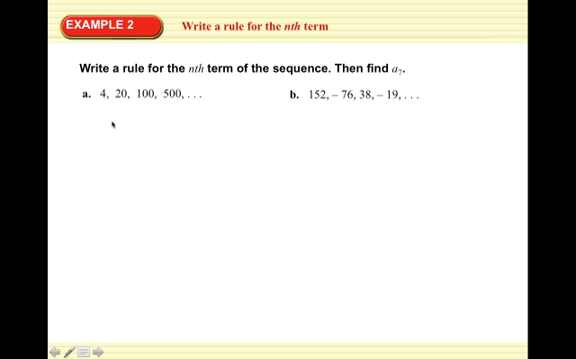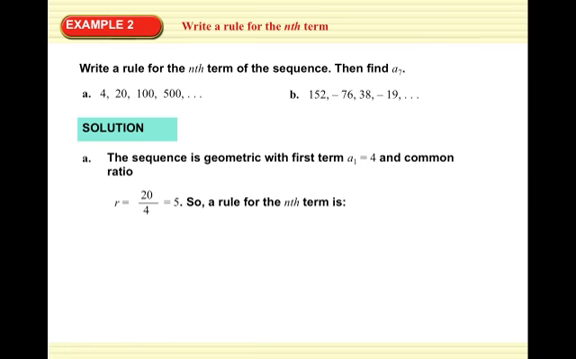So our first sequence here, we've got 4, 20, 100, 500. The first term here is 4. We can see that. And you can either find R by doing A2 divided by A1, or you can just look at this and go, okay, what do I multiply 4 by to give me 20? Well, I'll multiply by 5. Does that continue to work? 5 times 20 is 100. 5 times 100 is 500, so that definitely works.